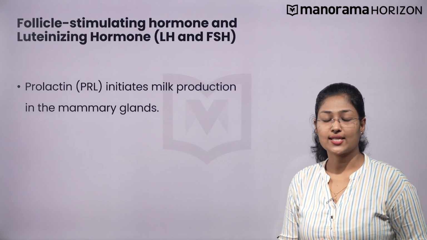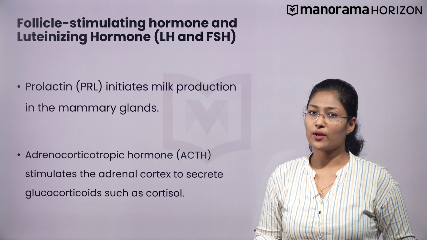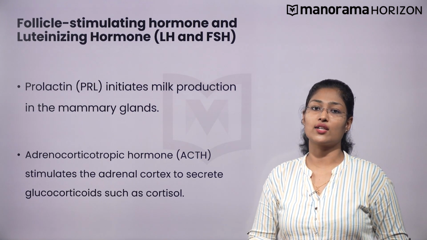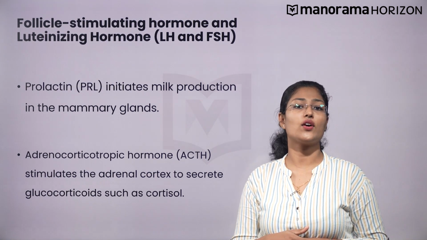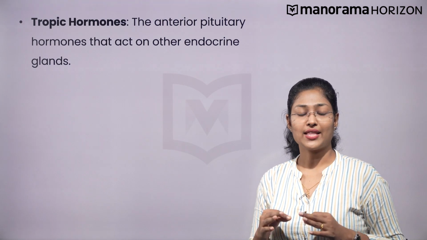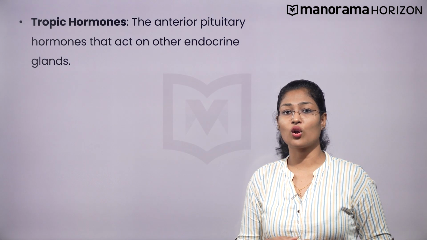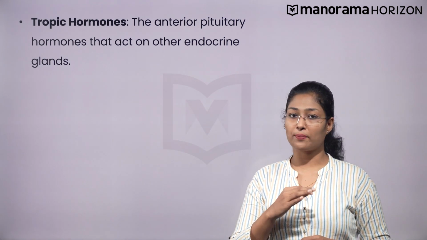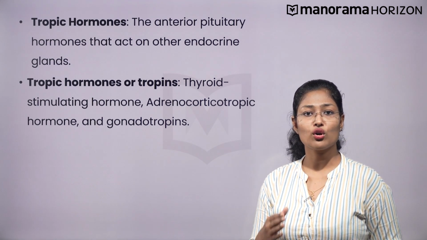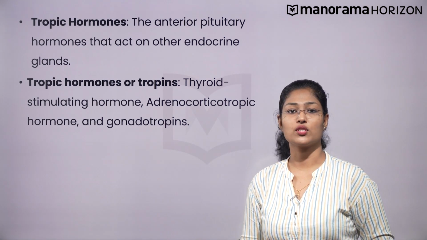Prolactin initiates milk production in the mammary glands. Adrenocorticotropic hormone, that is the ACTH hormone, stimulates the adrenal cortex to secrete glucocorticoids such as cortisol. Here, you should remember that the anterior pituitary hormones that act on other endocrine glands are called tropic hormones or the tropins. So, thyroid stimulating hormone, adrenocorticotropic hormone and gonadotropins are tropic hormones.